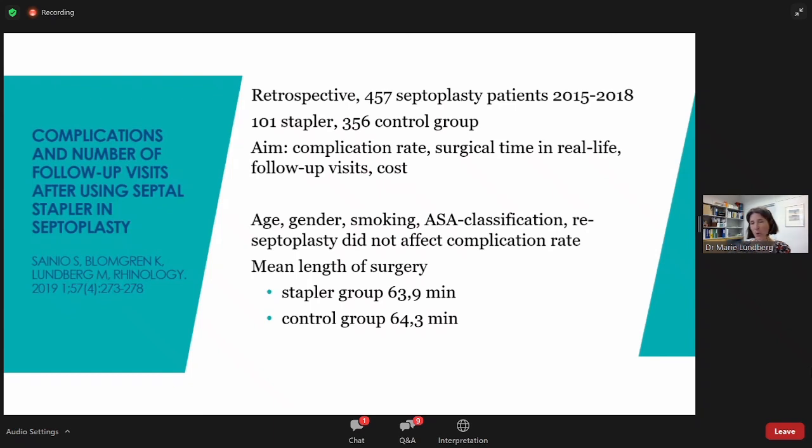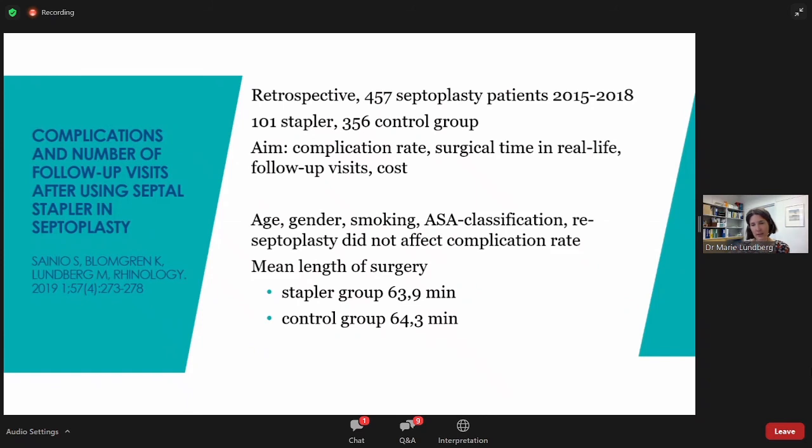We wanted to see if we can continue using the stapler, or if we would, on a longer follow-up period, find, for example, perforations or so. Now the problem is that this was retrospective, of course, so there might be perforations that we don't know about. But since we are about the only ENT hospital, and we are the only place who repairs perforations in southern Finland, we think that all of them would have sooner or later come to us.